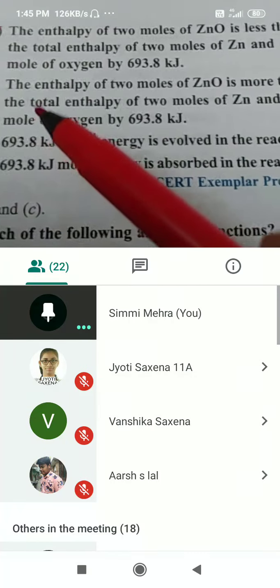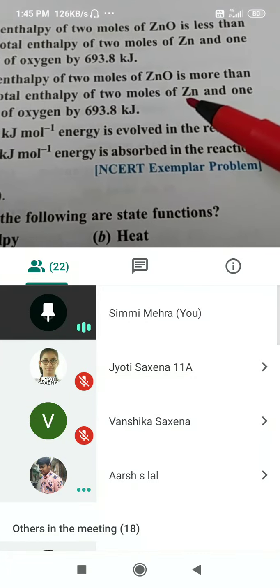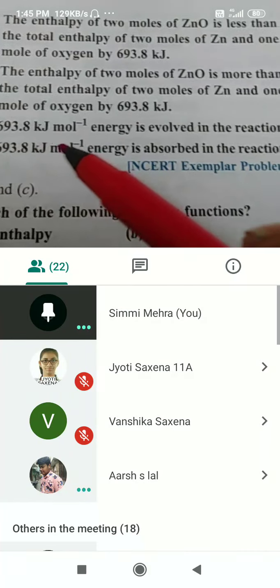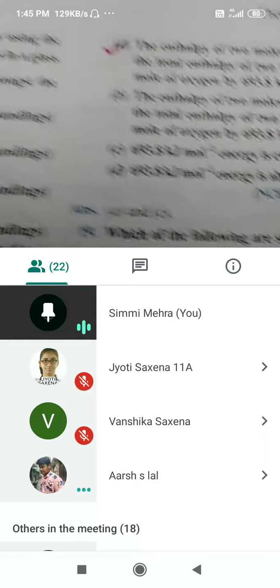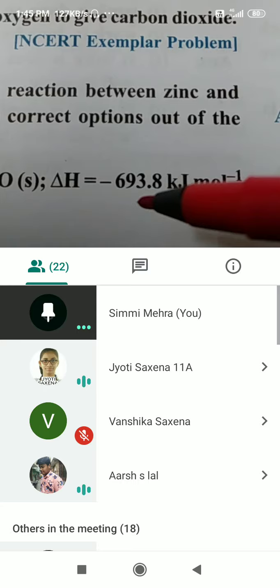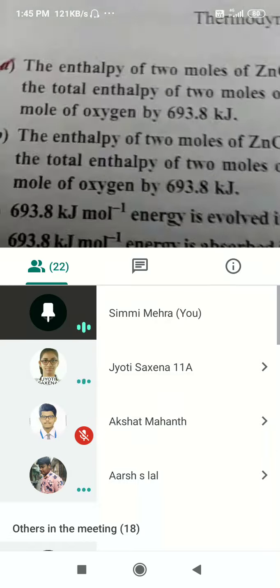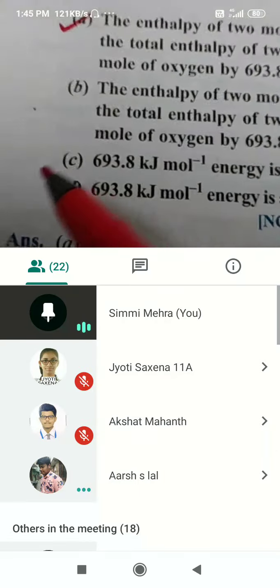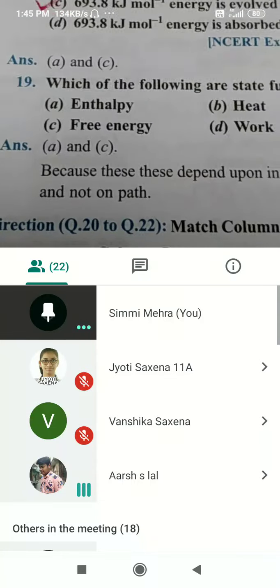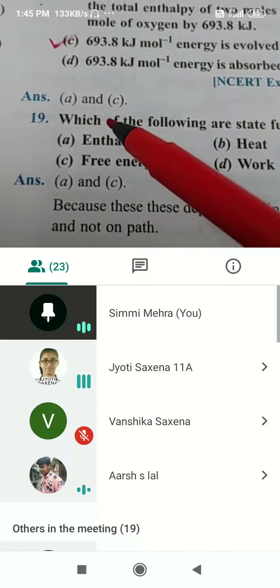Second one, the enthalpy of 2 moles of zinc oxide is more than. This is wrong. This is energy evolved in the reaction. See here, it is exothermic. So the third one is correct. This is the energy evolved in a given reaction, and this is absorbed. Correct? Right. So A and C both are correct.